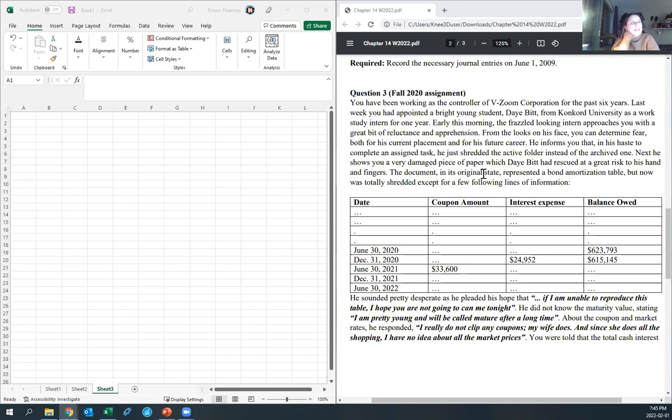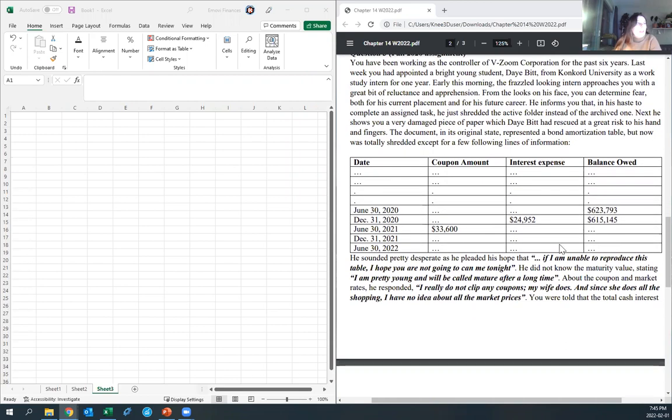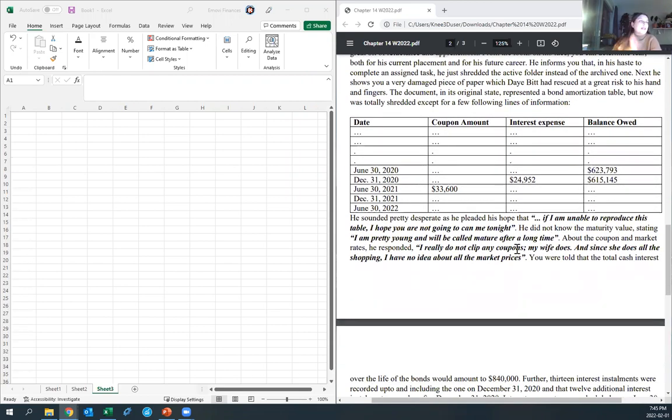He informs you that, in his effort to complete an assigned task, he shredded the active folder instead of the archived one. Next, he shows you a very damaged piece of paper which David had rescued at great risk to his hands and fingers. The document in its original state represented a bond amortization table, but now was totally shredded except for a few lines of information. So here's the information that he rescued. And he sounded pretty desperate, hoping that if he's unable to reproduce this table, you're not going to can him tonight.